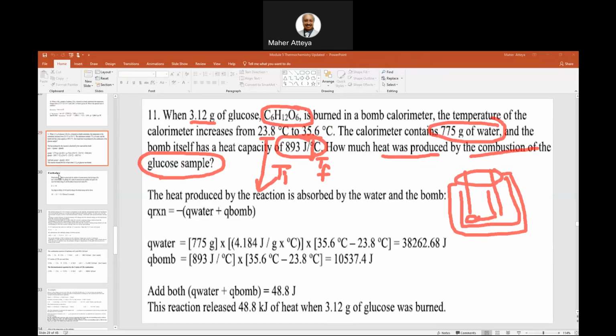Let me just show you the sample. The sample is put here. Samples put here, and then the electrical wire goes positive, and then this goes outside negative. And this is the thermometer here, and you have a stirrer. So you have one thermometer, one stirrer.